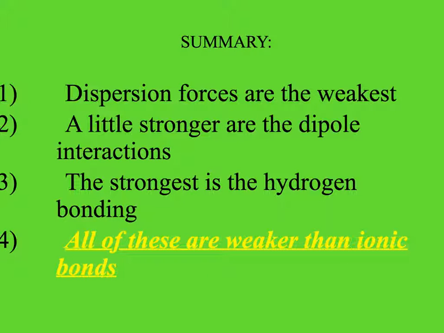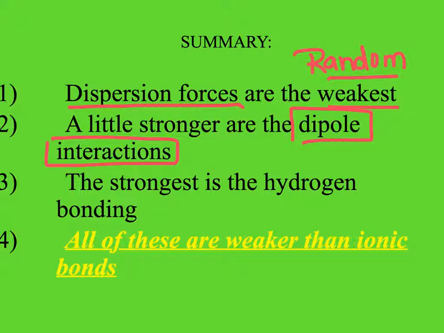So to summarize, you have your London dispersion forces. Those are very, very weak, and they are basically just due to random motion of molecules. They don't even make a difference most of the time, but if the molecule is big enough, it can. Next comes dipole interactions, and this is where a polar molecule is attracted to other polar molecules. And then finally, a special kind of dipole interaction, if it specifically involves hydrogen, then we're talking about hydrogen bonding.